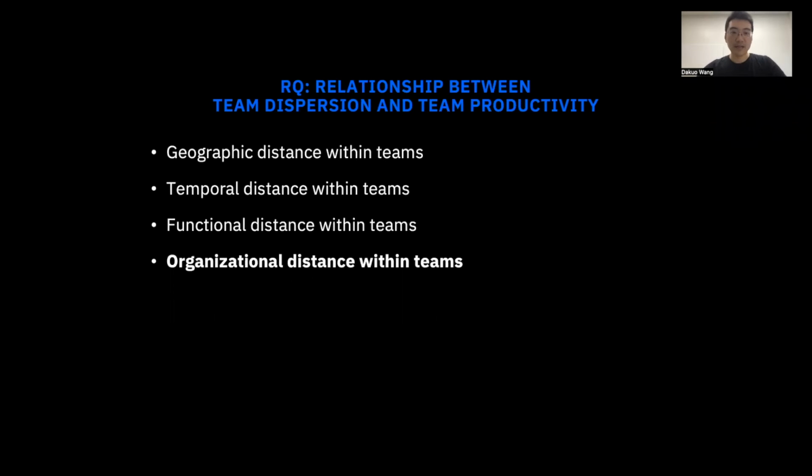Now, let's come back to our primary research question. The research question is, is there a relationship between the team dispersion and the team productivity? In particular, in this paper, we're looking at the team dispersion from the following 4 categories: geographical distance, temporal distance, functional distance, which is whether engineers or researchers, and the last one, the focus of this paper, organizational distance, as already defined in the previous slides.